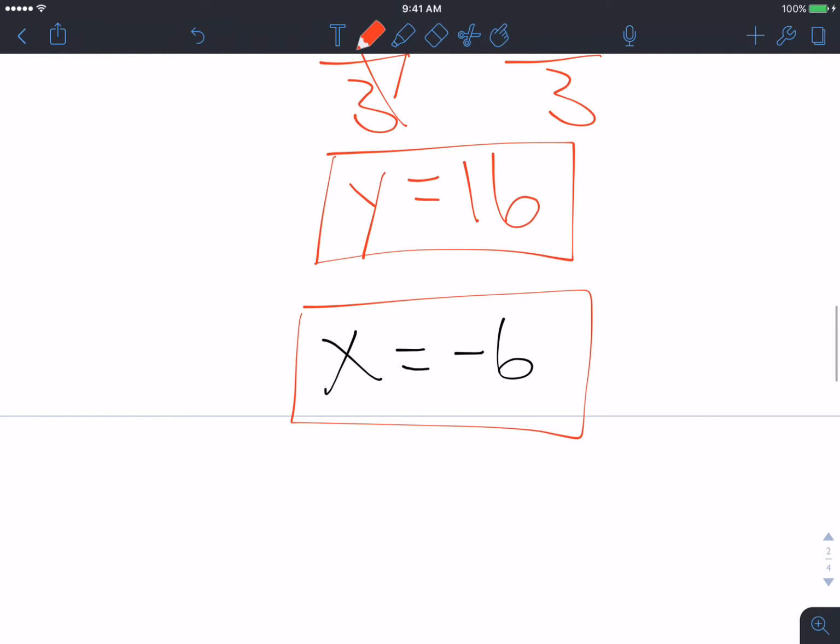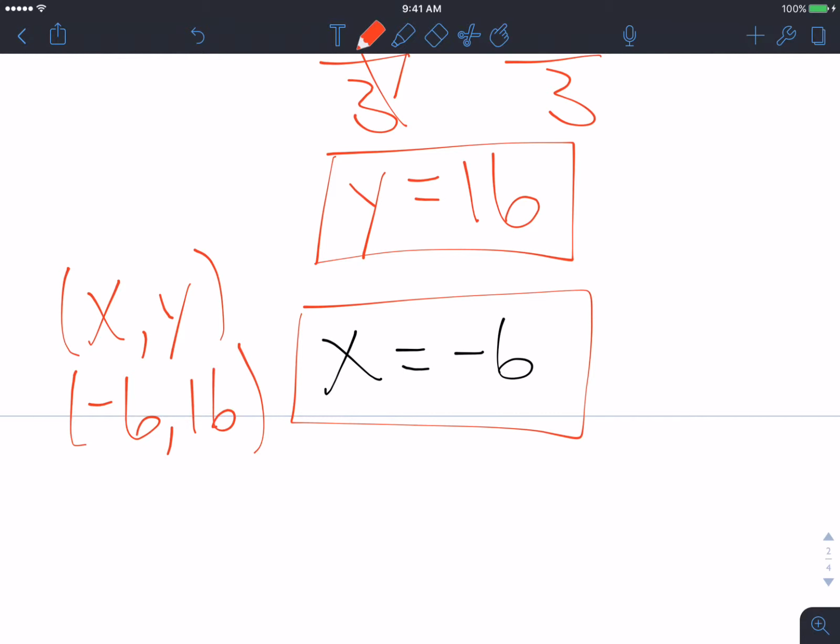Now, to write this in a solution set, kind of like if you were going to graph it, you would write parentheses, the x goes first. So it's always parentheses x comma y. So in this case, it'll be parentheses negative 6 comma 16.